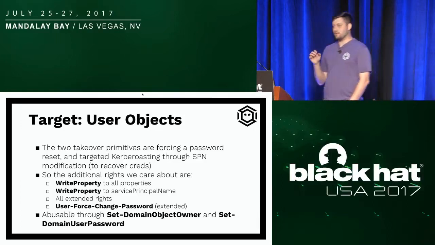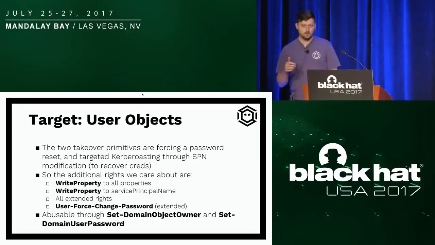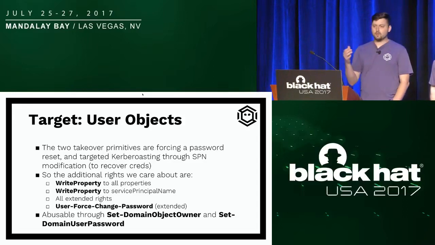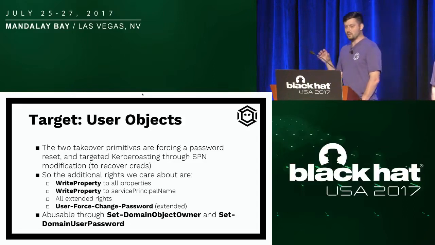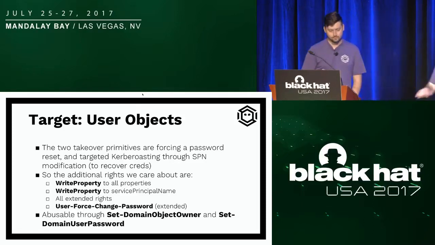The second one is targeted Kerberoasting. So if we can write a value to the SPN property on the user object, we can Kerberoast that user from any domain user in the environment. We can get a Kerberos ticket back from the domain controller for that user, which is encrypted using the NTLM hash of that user's password. Then we're just cracking NTLM. If we can do that, we can recover the current clear text value of that user's password. Then we can reset it, and the user is none the wiser.